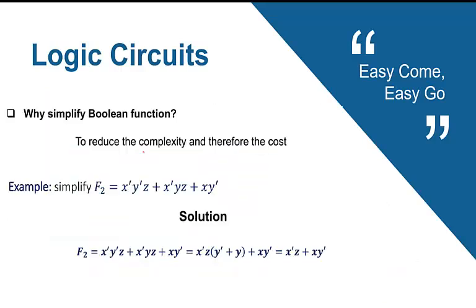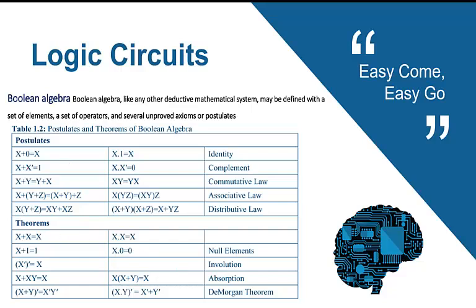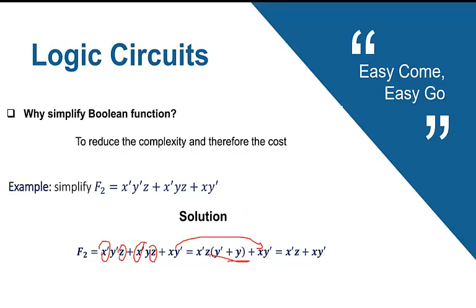Now I need to use this table to simplify this Boolean expression. Okay, so I have x prime y prime z plus x prime y z plus x y prime. So now I have x prime here and x prime here. Also I have here z and I have here z, so I will take them as common multiplier. So x prime z will get the remaining y prime plus y, and also I will get this term as it is. From the table, y prime plus y, I will get 1, so this thing will become 1. So I will be left with x prime z plus x y prime.